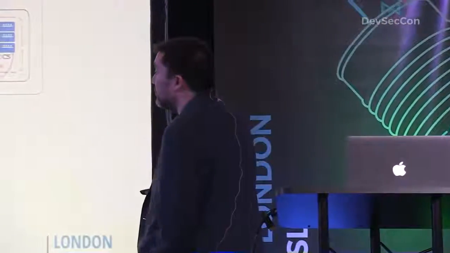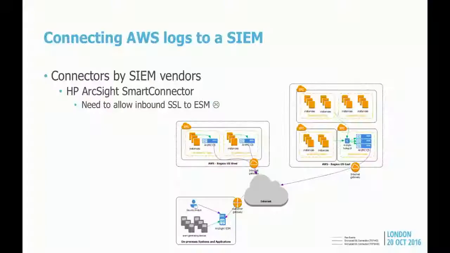What other SIEM tools can we use? There are connectors for ArcSight, HP ArcSight, or HPE ArcSight, whatever the name is these days. And it's a really flexible tool. You can deploy it in many different ways. This is just one option where you can deploy the connector to the cloud instances or cloud subnets, and then pull all the logs together and send it to the ArcSight ESM on premises.